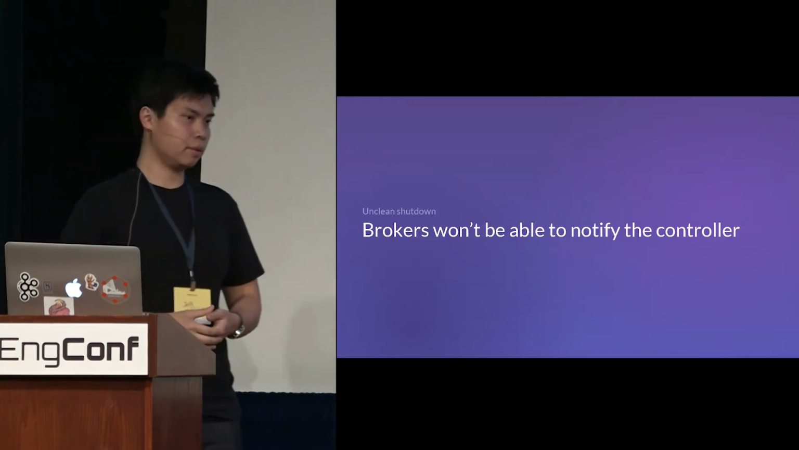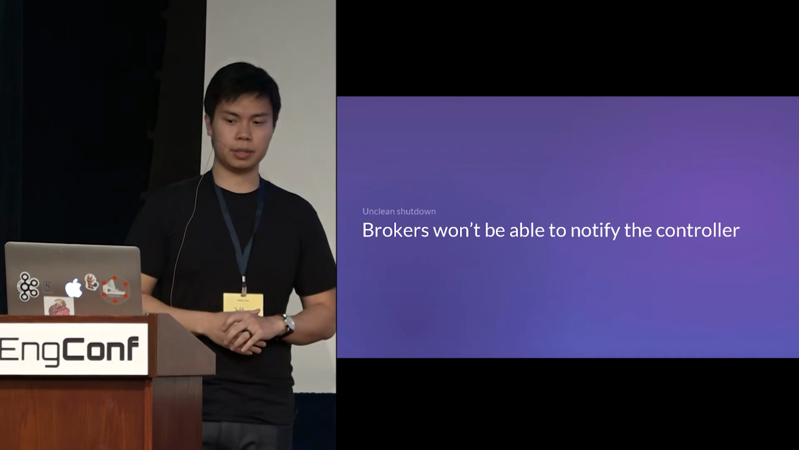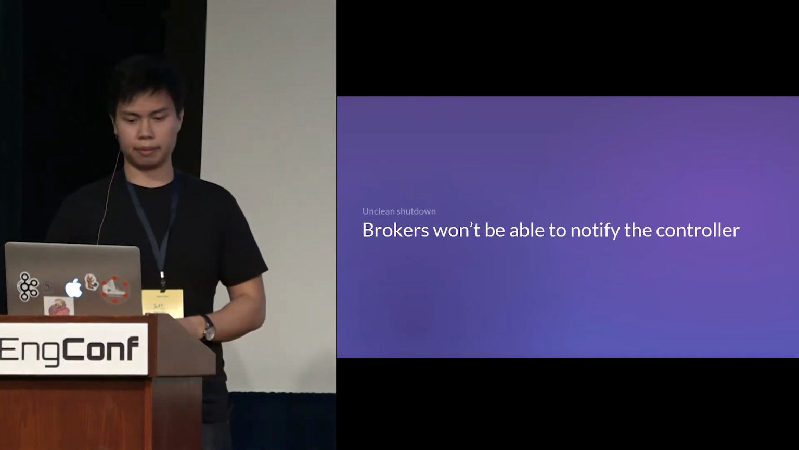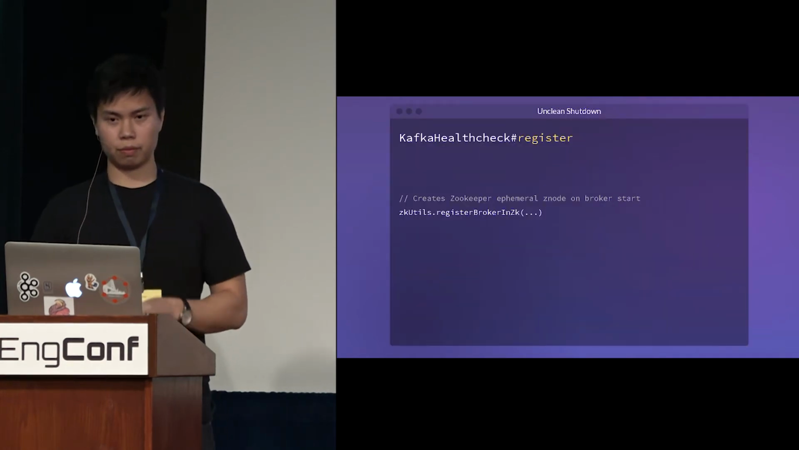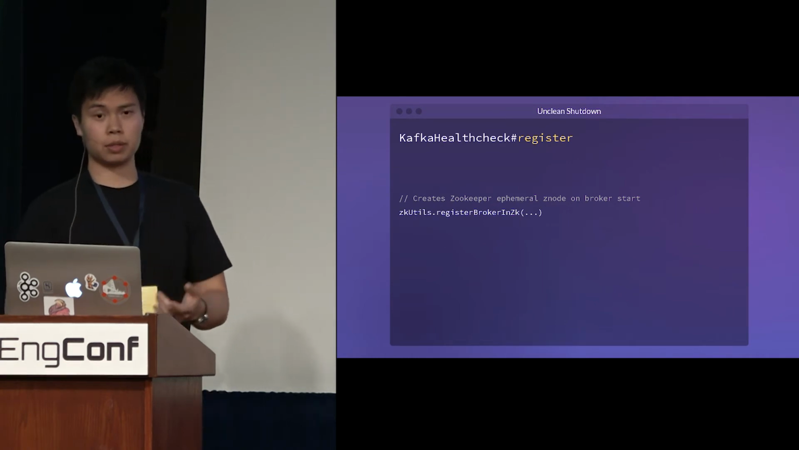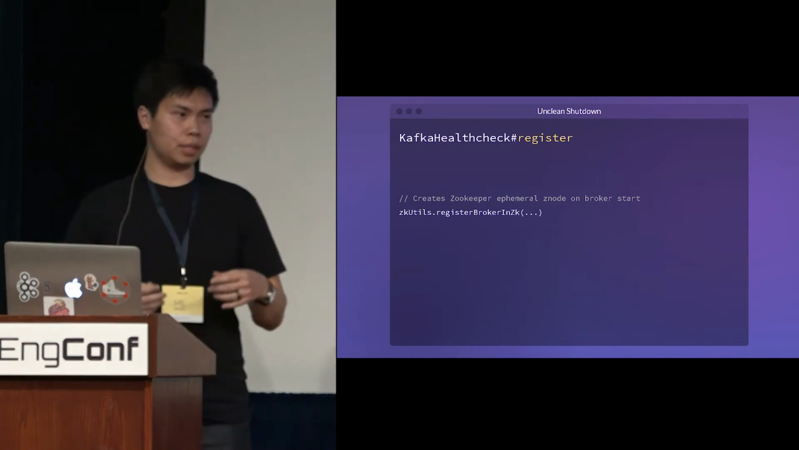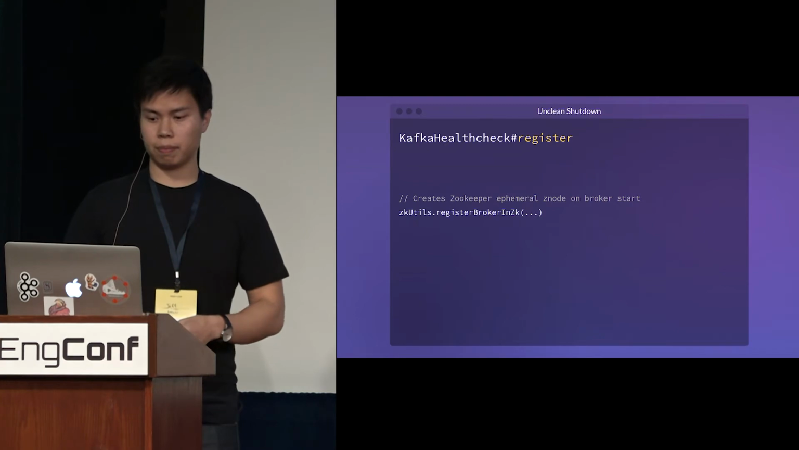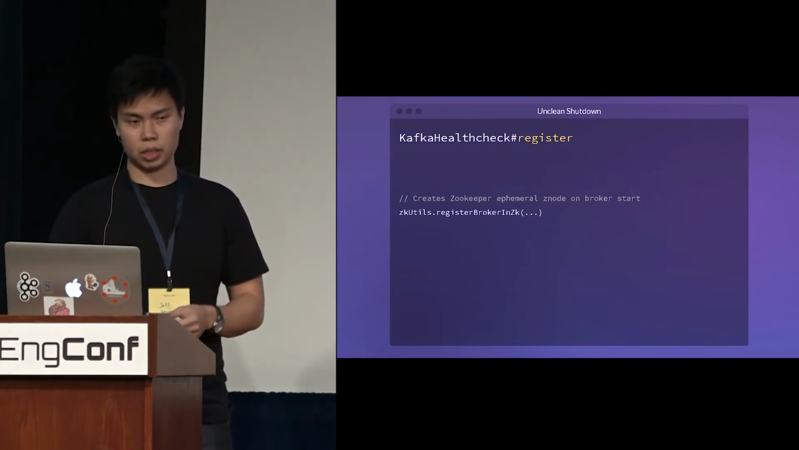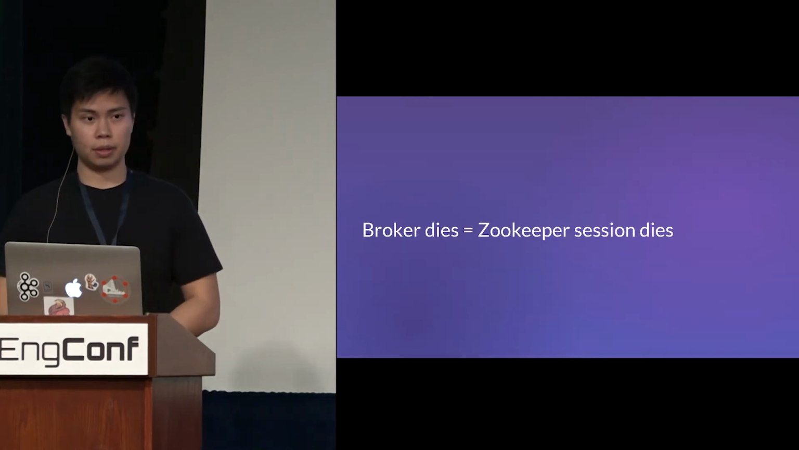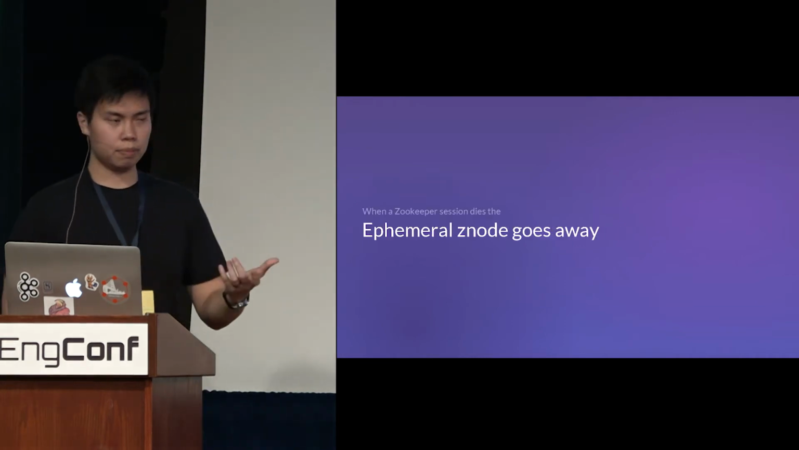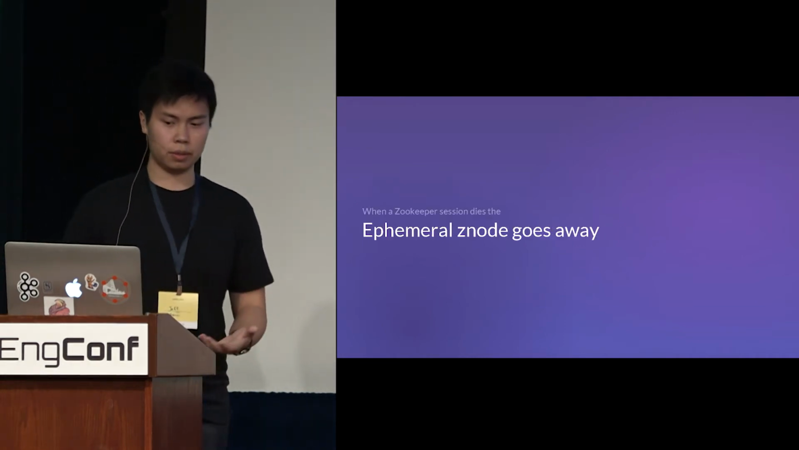On an unclean shutdown, it works a little bit differently, since the brokers won't necessarily be able to notify the controller that it's shutting down. So, for a little bit of context, when a broker boots up, it will first register itself in Zookeeper, and basically it just writes some metadata saying that it's alive, and it does this by writing an ephemeral Z node. So when a broker goes down, when it dies, so does the Zookeeper session. When the Zookeeper session dies, the ephemeral Z node goes away.